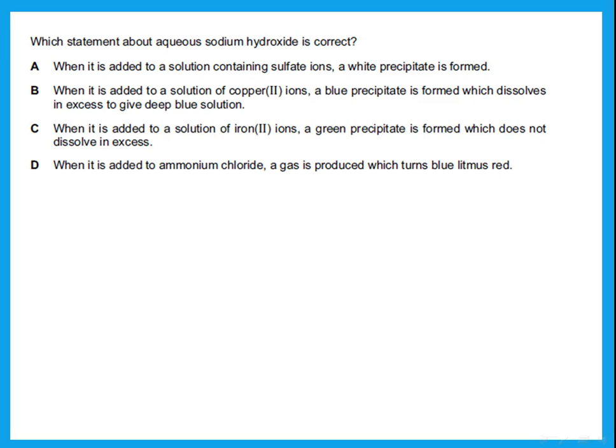Okay. When it is added to a solution of iron 2, a green precipitate is formed which does not dissolve in excess. Is that right? Yes, actually. If I add sodium hydroxide to iron 2, that's when I get a precipitate insoluble in excess. So actually C is the correct answer.